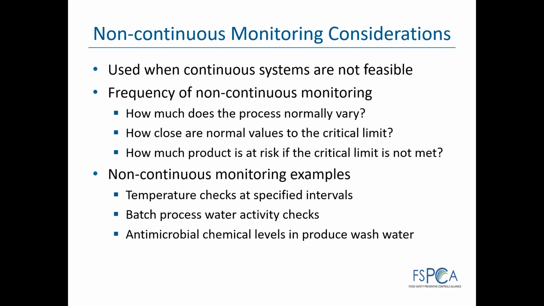Number 1, how much does the process normally vary? If the variation is way too large, for example, the variation of your cooking equipment is 5 degrees Celsius, then you have to check the monitoring more frequently. Second, how close are the normal values to the critical limit? If your normal values are almost the same as the critical limit or just a little bit above, of course, you have to do more frequent checking.